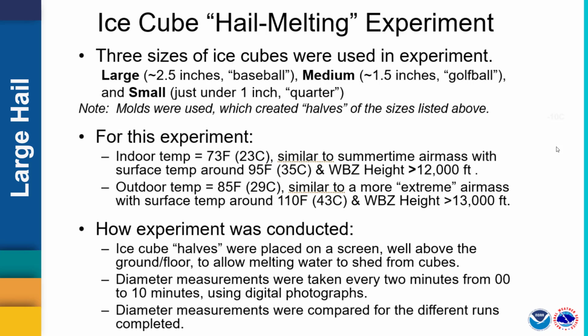That would be similar to a much more extreme air mass with surface temperatures around 110 degrees Fahrenheit and 500 millibar temperatures way above freezing, which we don't even observe, along with very high wet bulb zero heights.